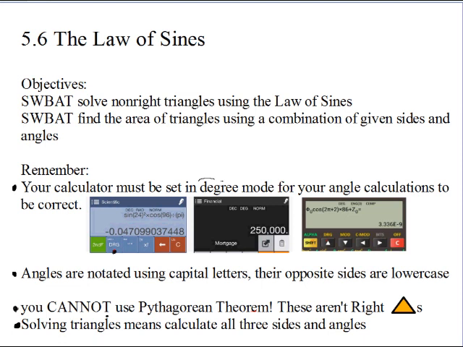Remember, okay, I can't stress this enough, you're not using the Pythagorean theorem in this section. You cannot use the Pythagorean theorem. The reason is we are not working with right triangles, okay? Just like this triangle right here, you are not working with right triangles, so do not use the Pythagorean theorem. And remember, when we say solve triangles, that means calculate all three sides and all three angles.